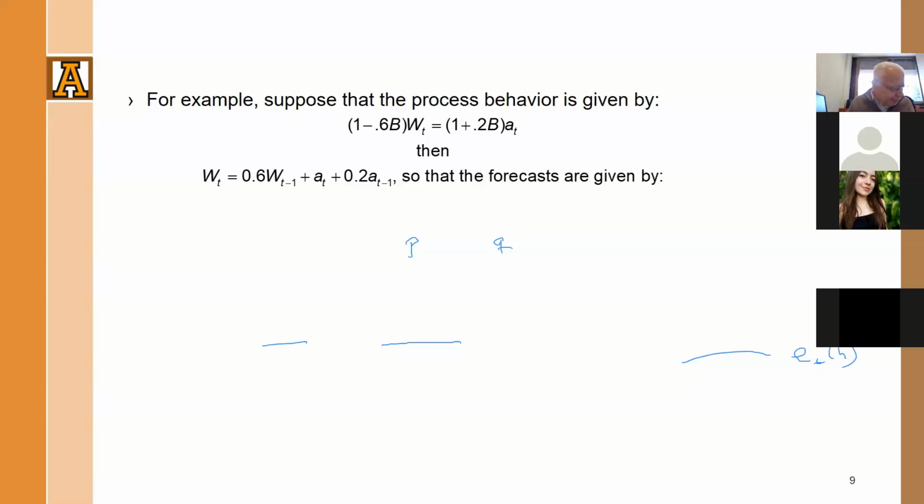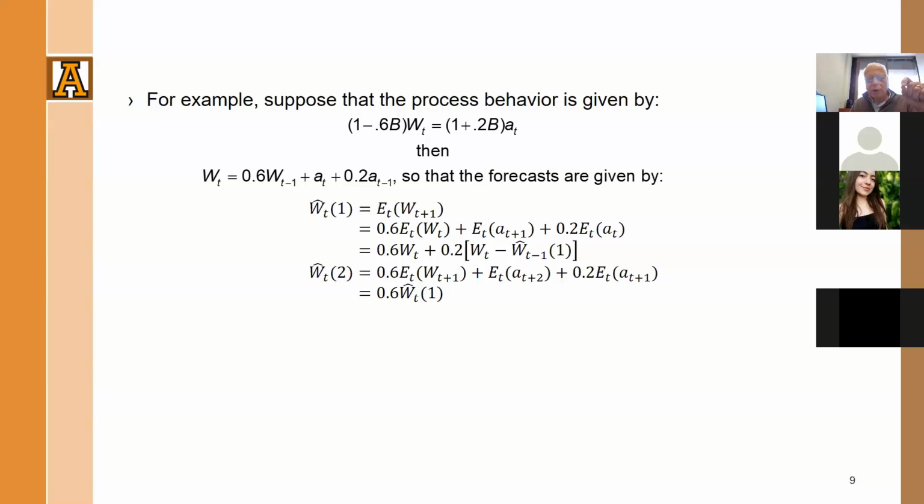Let's look at an example, one model in particular. Let's look at this model, which is an ARMA 1-1, with these coefficients: phi1 is 0.6 and theta 1 is minus 0.2. Then we can express this model as WT equal to 0.6 WT minus 1 plus AT plus 0.2 AT minus 1. Now, what will be the forecast?